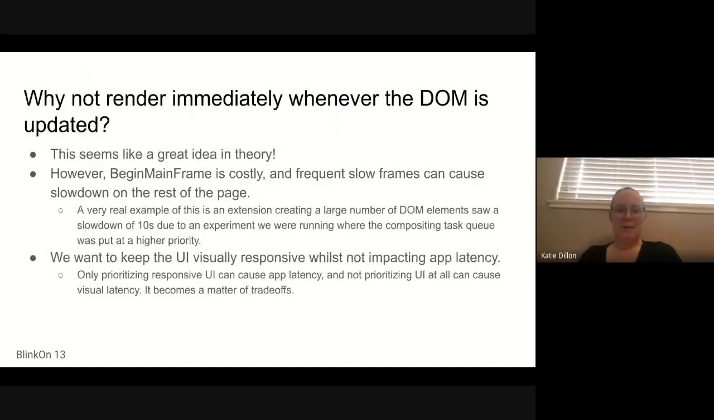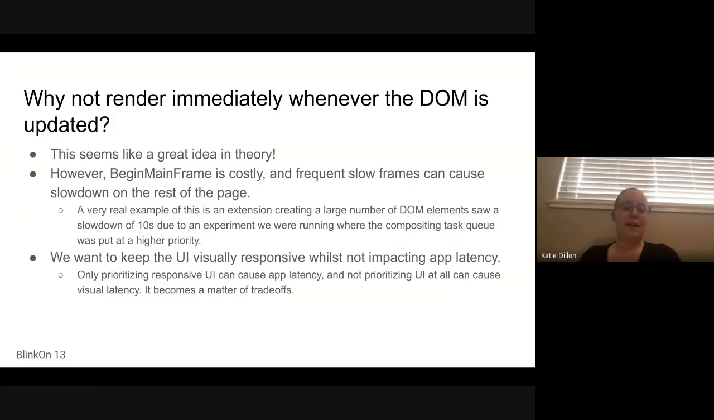So at this point, you might be thinking, why don't we render whenever the DOM is updated? Why don't we just say, okay, well, we have a begin mainframe, we should just do it immediately? It seems like a great idea, but mainframe can be kind of costly. And if we're doing a lot of frequent slow frames, we can see slowdown on the rest of the page. An example of this is that when we started doing experiments with this, we ran an experiment where we prioritized compositing always. So we put it at a high priority, which essentially meant that we would be rendering whenever the DOM was updated.